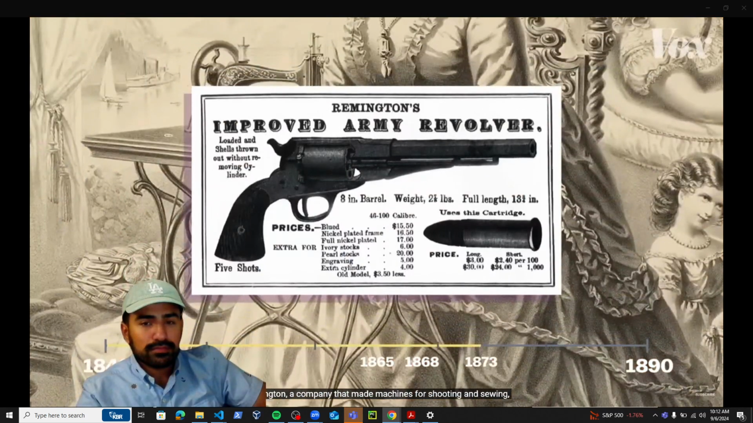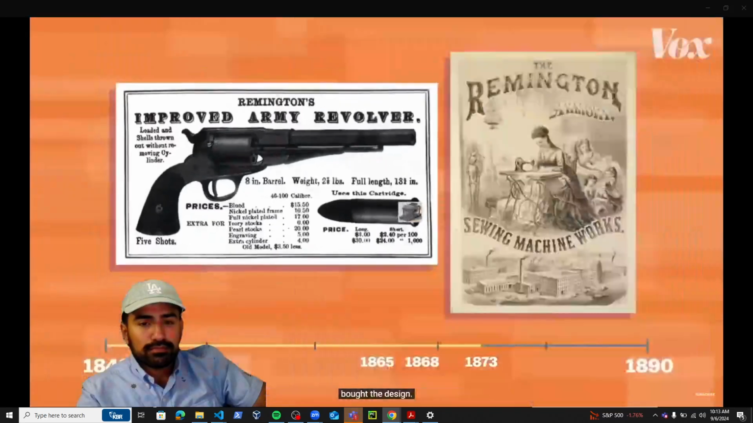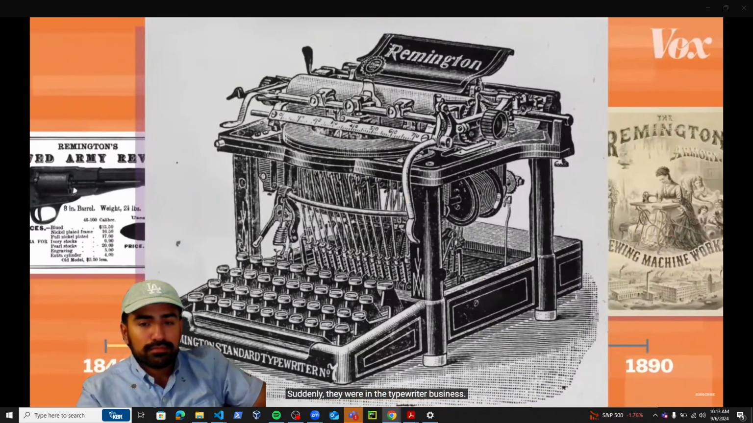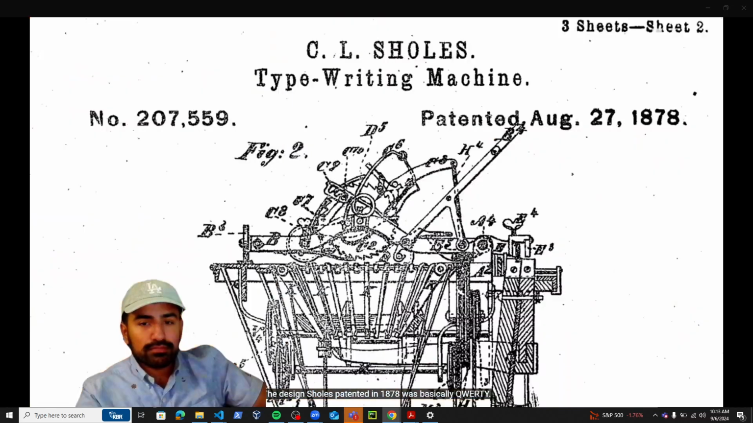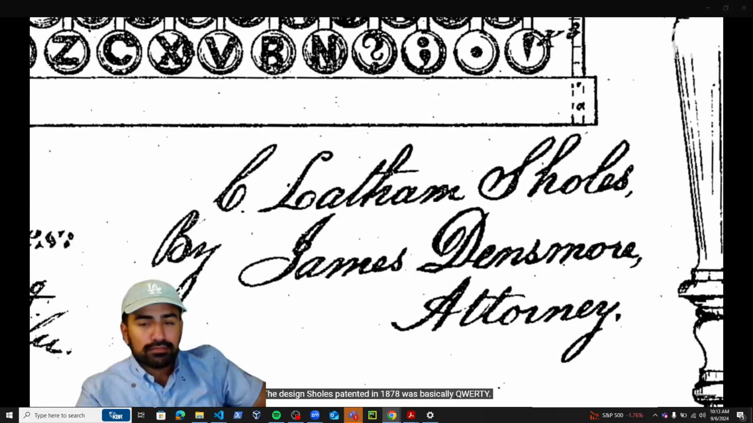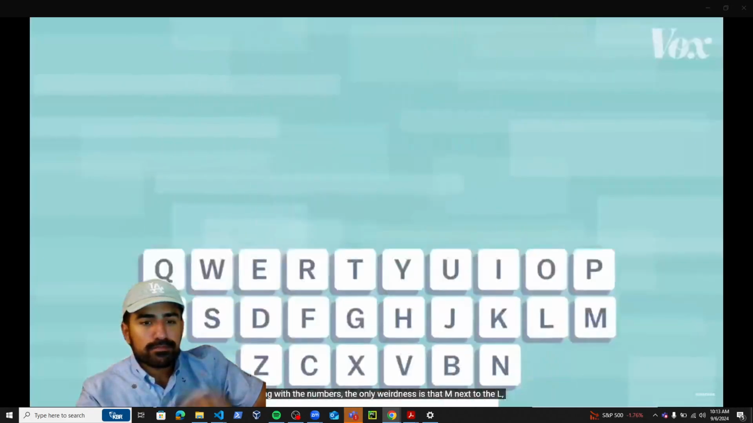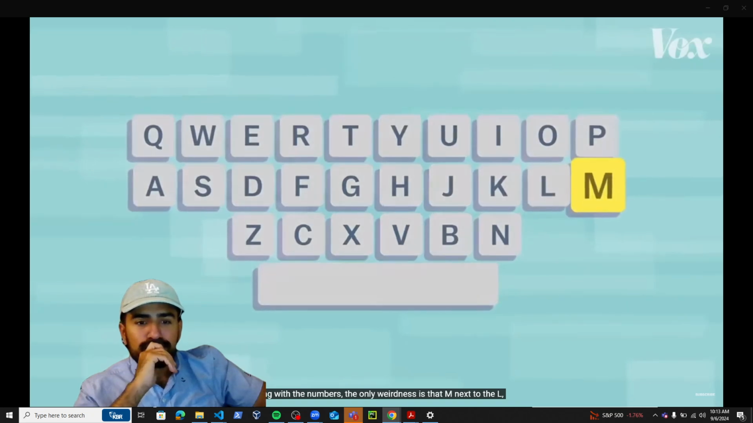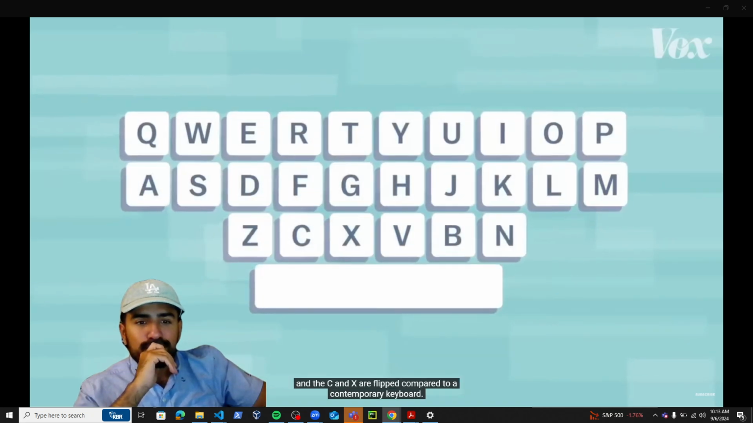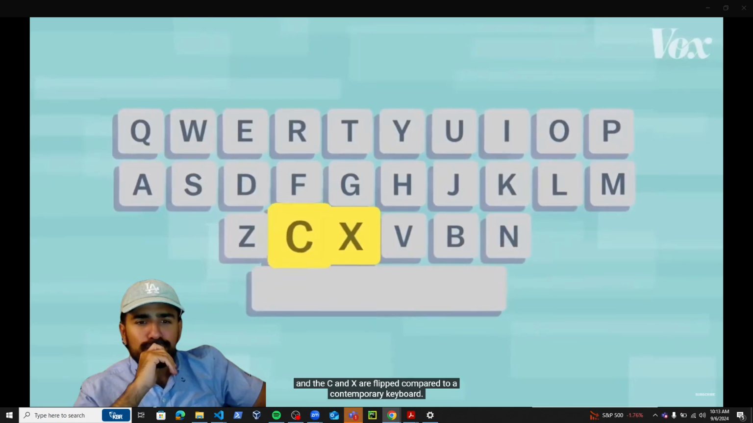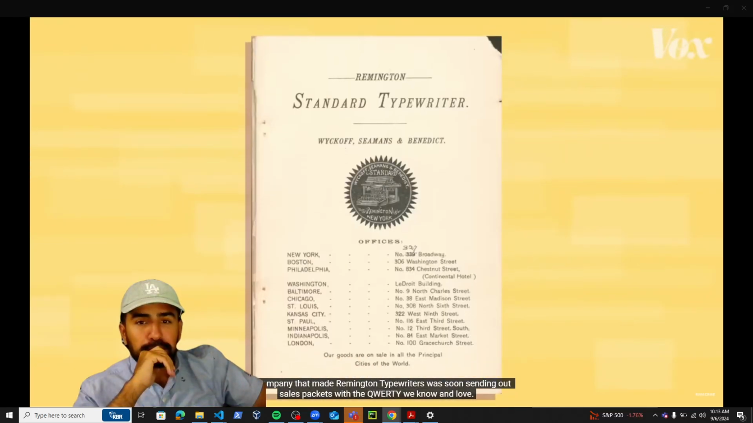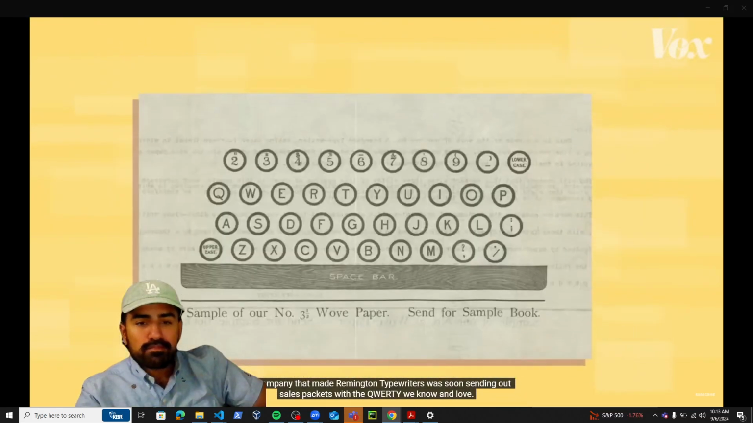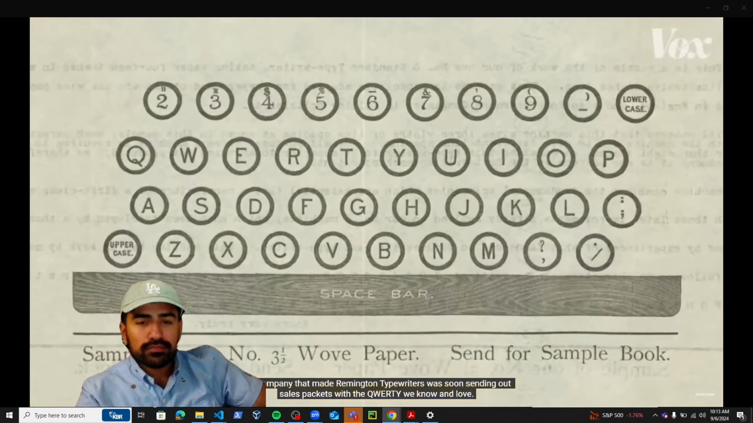Remington, a company that made machines for shooting and sewing, bought the design. Suddenly, they were in the typewriter business. The design Sholes patented in 1878 was basically QWERTY. Along with the numbers, the only weirdness is that M next to the L and the C and X are flipped compared to a contemporary keyboard. The company that made Remington typewriters was soon sending out sales packets with the QWERTY we know and love.